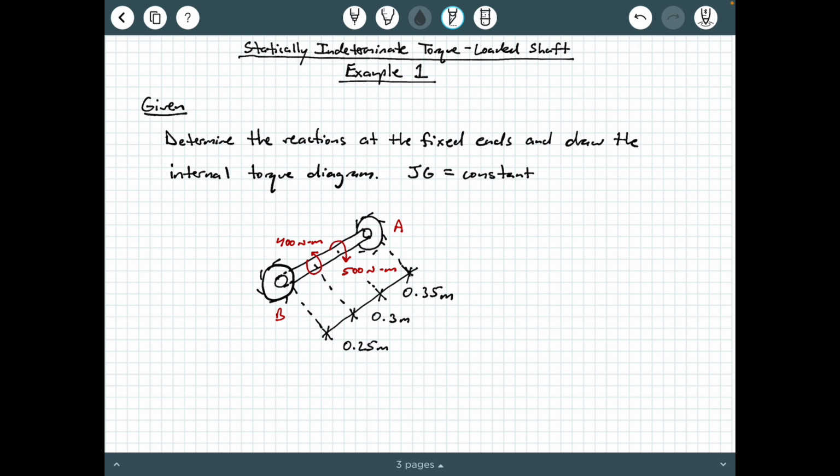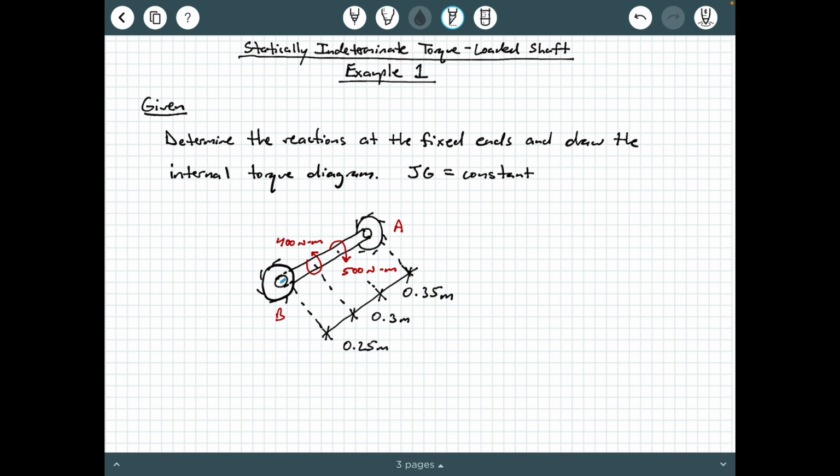So in the figure, what we have here is a shaft that is fixed at both ends. Notice there's a fixed connection here at end A, and there's another fixed connection on the opposite side at end B. Now, throughout the length of the shaft, there are two applied torque moments. One is 400 Newton meters, and the other one is 500 Newton meters going in the opposite direction. And then we have some dimension lines here that tell us the locations of all of these critical points.